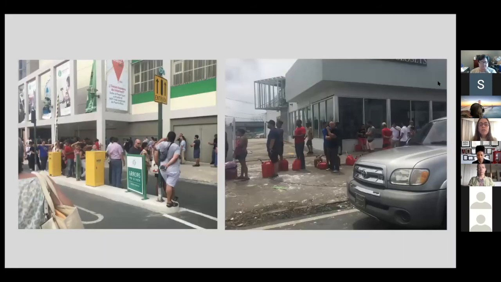Without electricity, we had no way to refrigerate our food, increasing the risk of food poisoning. So ice bags became a precious commodity. This translated to standing in a line, as you can see in the image, sometimes under the sun for 8 hours, just to buy a rationed bag of ice.